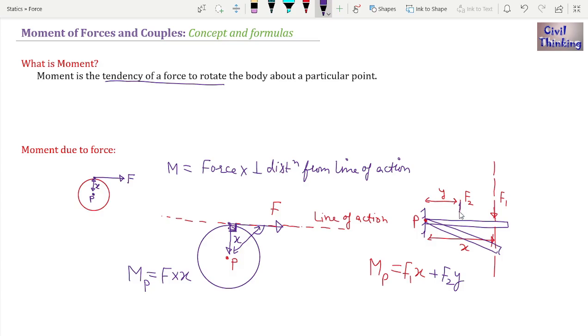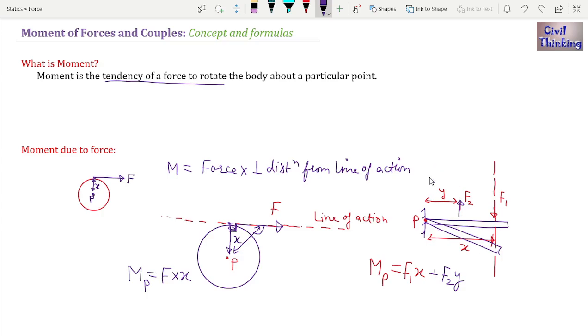It was acting like this, upwards. Okay, now you can see the F2 force is trying to rotate it like what? It is trying to rotate it like this, right? Like this. It is in the anti-clockwise sense, right?